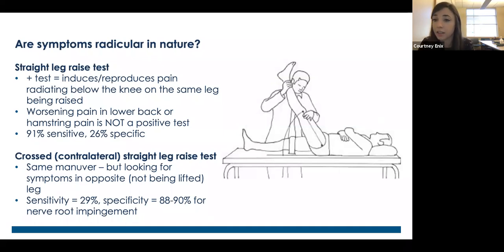The specificity for the crossed straight leg raise test is actually much better. It's 88 to 90% specific on the opposite leg than the one that is being raised for nerve root impingement.